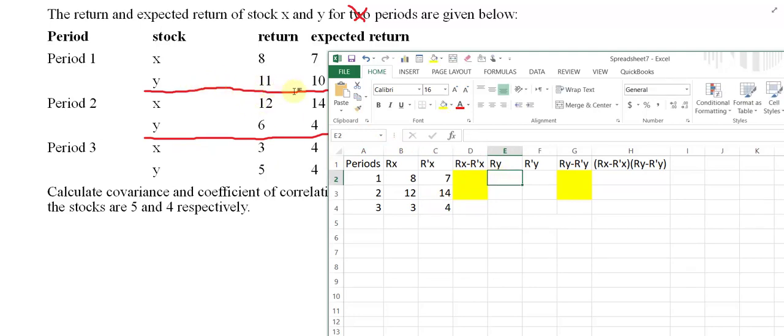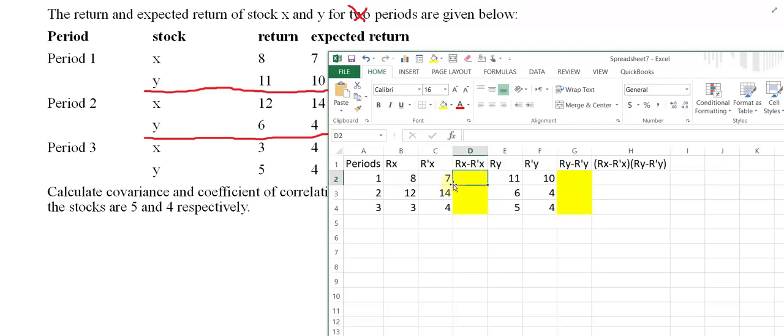Go for Y. The return of Y for the first period is 11. For the second period, it is 6. And for the third period, it is just 5. Then the expected return of Y. For the first period, it is equal to 10. For the second period, it is just 4. And for the last period, it is also equal to 4. So easily you can calculate this. Make this one also yellow, and this one also yellow. Now you can calculate it.